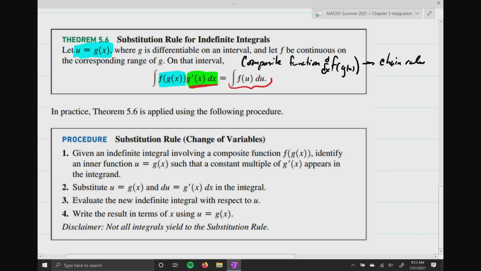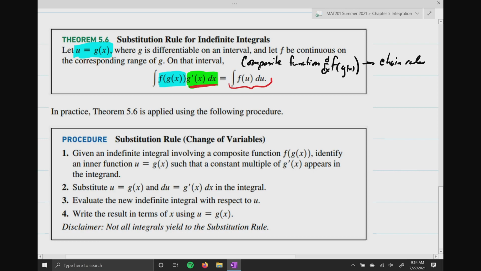Then you're going to take the derivative of that and make the appropriate substitutions. And that's step 2, which is you're going to substitute in u and du into the integral. And then you're going to evaluate this new integral with respect to u. Lastly, just make the substitutions back. If I give you the problem in x, I expect an answer in x. If I give it to you in z, I expect it in z.